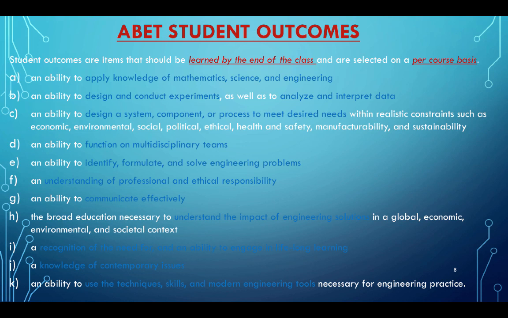Student outcomes are items that can be learned by the end of a class, and they're selected on a per course basis. And here's a list, A through K. I think certain components of this list are changing over the next few years, but most of them are going to be there. Ability to apply knowledge, mathematics, design and construct experiments, analyze and interpret data, design a system, component, and process, function on teams, identify, formulate, and solve problems, understand your professional and ethical responsibility, communicate effectively, understand the impact in a global, economic, environmental, and societal context, recognize the need for lifelong learning, knowledge of contemporary issues, and ability to use techniques and skills of modern tools.